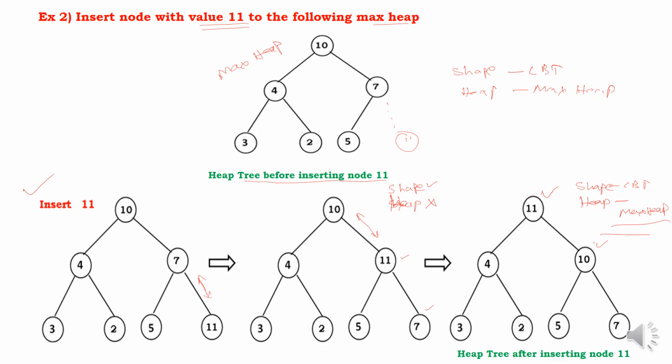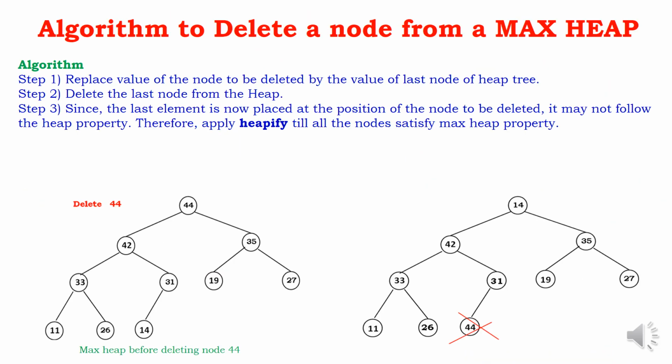In this way, you can insert any number of nodes to a max heap. Now let me explain an algorithm to delete a node from a max heap. We can delete any node from a max heap. It is just like a binary tree. So in a binary tree, we can delete any node. But after deleting the node from a binary tree or a heap, the remaining nodes should satisfy again the two constraints, shape property and heap property.